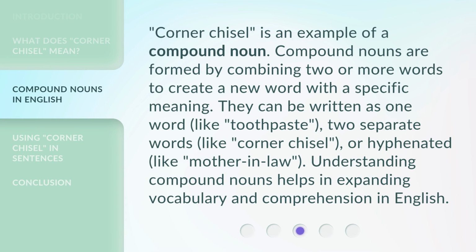Corner chisel is an example of a compound noun. Compound nouns are formed by combining two or more words to create a new word with a specific meaning. They can be written as one word, like toothpaste, two separate words, like corner chisel, or hyphenated, like mother-in-law. Understanding compound nouns helps in expanding vocabulary and comprehension in English.